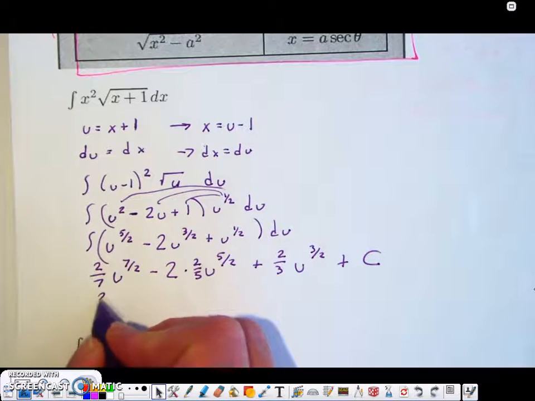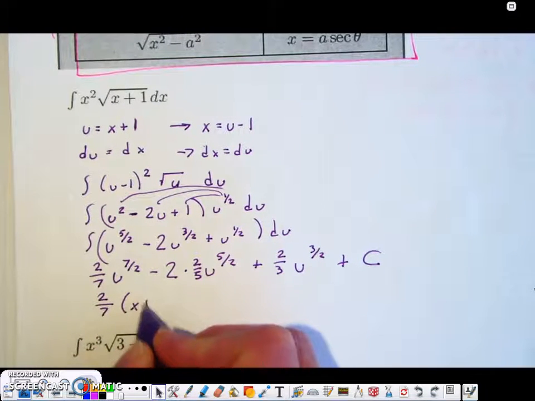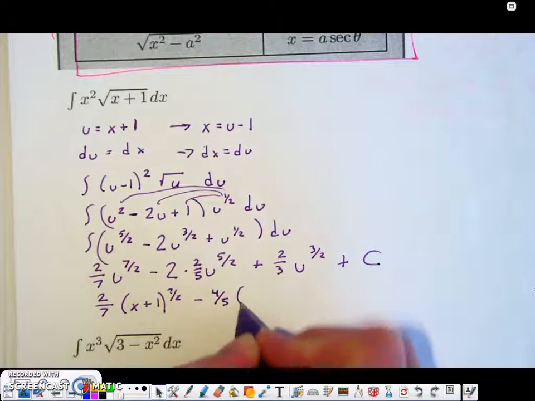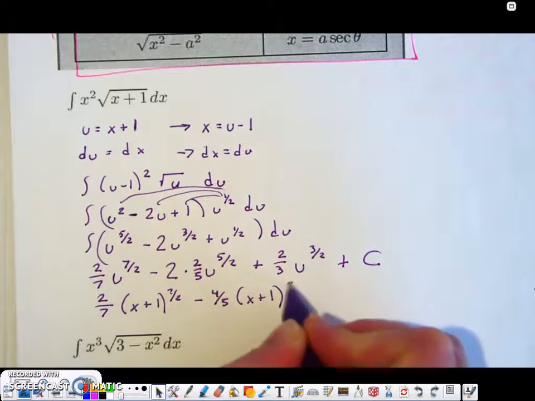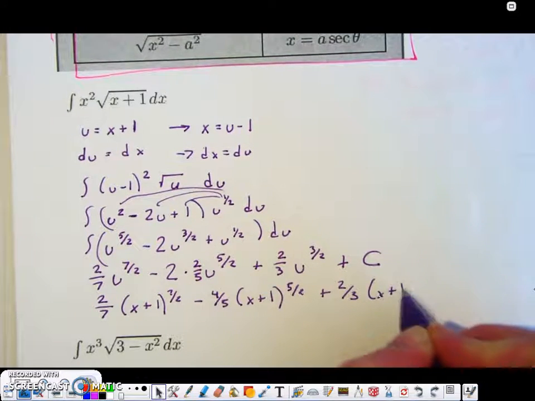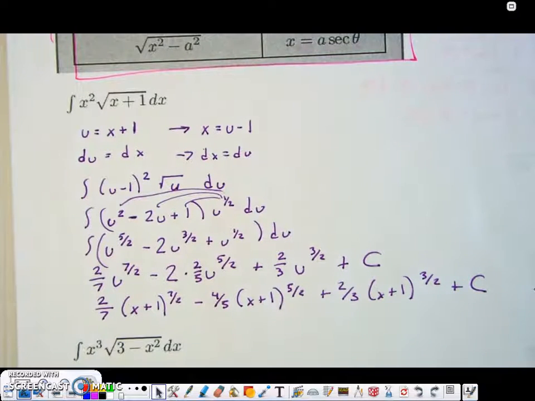Okay, so then just substitute back in. I'll simplify that when I do, but just substitute back in, u was x plus 1, plus c. So that was the kind you already knew. But again, it's going to be mixed in with the new kind, the trig kind. Did not need the trig for this one.